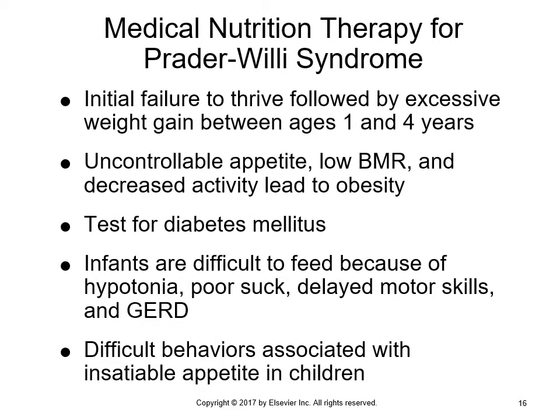So, medical nutrition therapy for Prader-Willi syndrome. We're going to see initial failure to thrive, followed by excessive weight gain between ages 1 and 4 years of age. And the most telltale sign, and the most commonly asked sign, is going to be uncontrollable appetite, low basal metabolic rate, and decreased activity leading to obesity. And so again, we're going to monitor for diabetes.